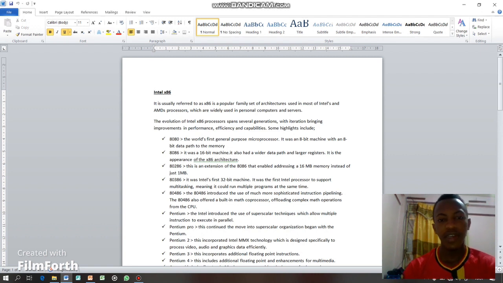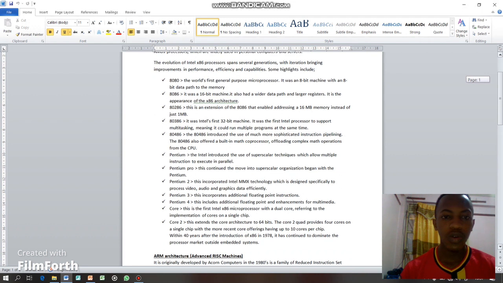So the evolution of the Intel X86 processors spans several generations, and that's what we're going to talk about. You're going to see how they evolved from the first Intel X86 processor that they made, up to the latest Intel X86 processor that we have right now. So some highlights include the following. Our first one is the 8080, which was the first general purpose microprocessor. The main thing about it was it was an 8-bit machine with an 8-bit data path to the memory.